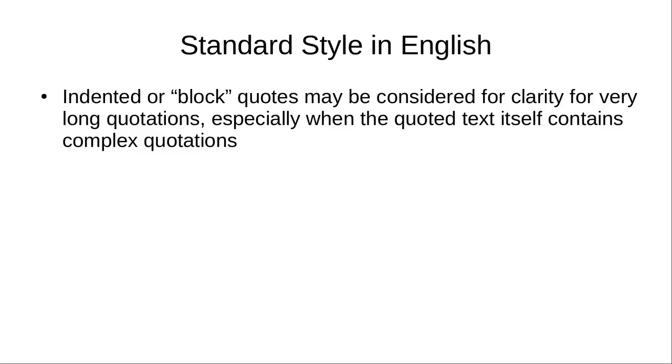You may consider using block quotes, which is basically indented quotation, usually using a denser font or spacing technique. So in double spaced text, it tends to be single spaced, or possibly a smaller font or what have you. For very long quotations, you might use this. And this will also often be used for verse, because the formatting of poetry and song is often important to have the lines split up correctly. It's also useful when the quoted text itself contains complex quotations, so you don't have to deal with nesting of quotation marks as much. So it's definitely beneficial.